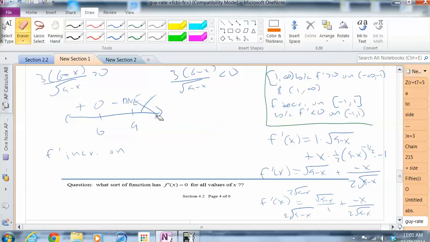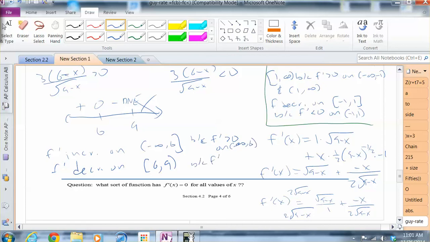So we could then say that f increases on this interval from negative infinity to 6. 6 is included. I don't know why I didn't do a bracket there. And f decreases on the interval from 6 to 9. And remember, 9 is not included because it's not part of our domain, so be careful about that. And the reason why is because f prime was greater than 0 on negative infinity to 6, 6 not inclusive, and of course f prime was less than 0 from 6 to 9.